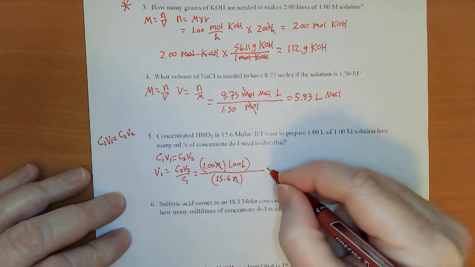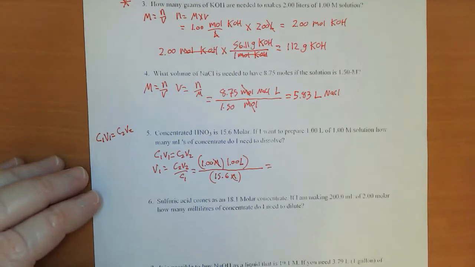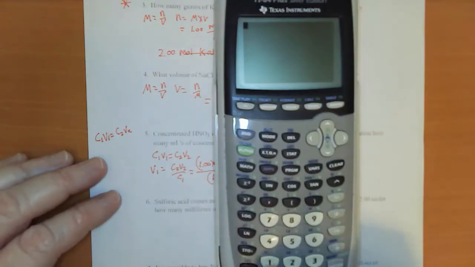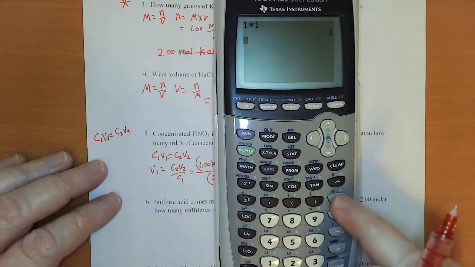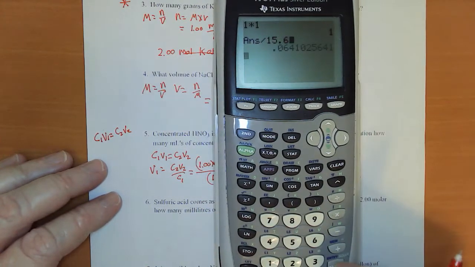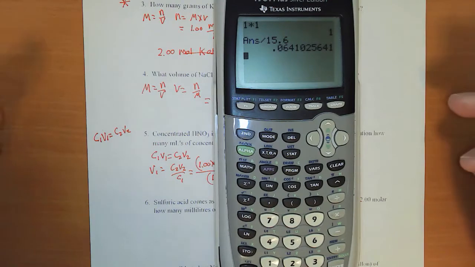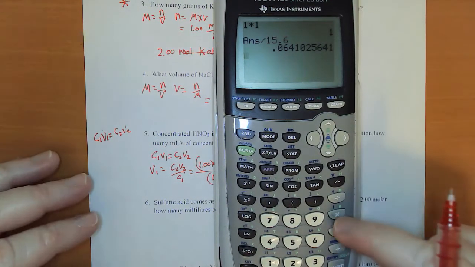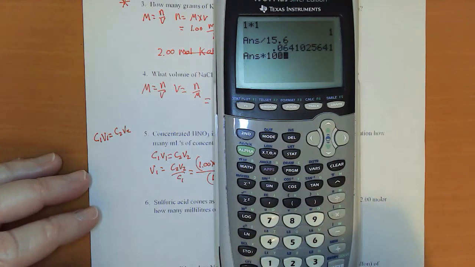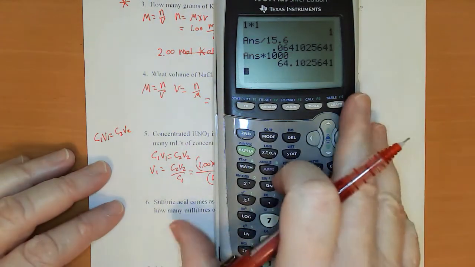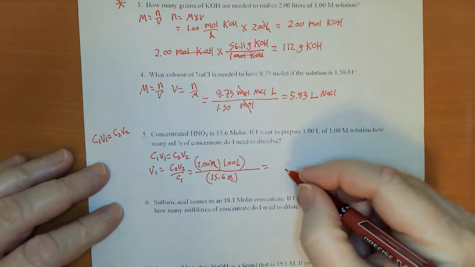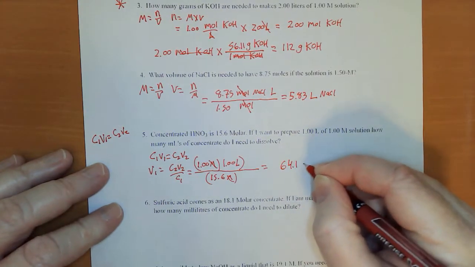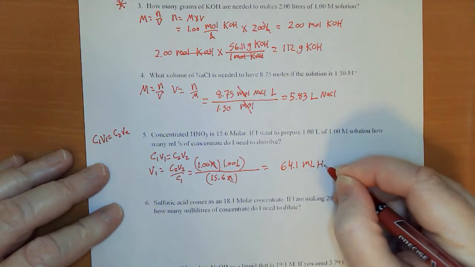The molars cancel. Equals. Now I'm going to put this in my calculator. 1 times 1, no big deal, divided by 15.6. Now that's kind of a small number, which was why I said to answer as milliliters. So I'm going to multiply by 1,000 and get 64.1 milliliters HNO3.